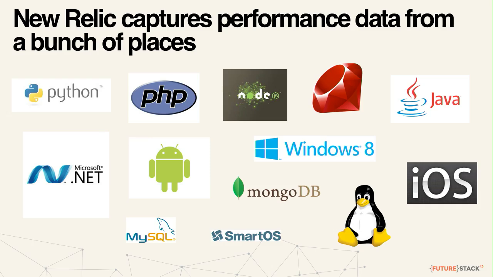So first, a little bit of background. New Relic captures performance data from a ton of places, from your applications, from your servers, from your iOS and Android apps. And now with the release of Platform, there's 70 plugins that can collect any sort of data that you want.